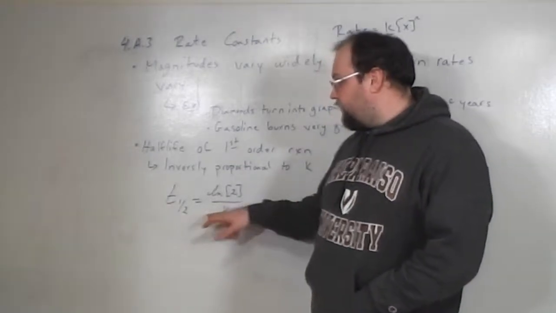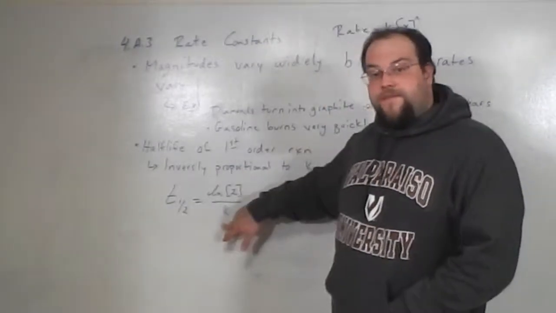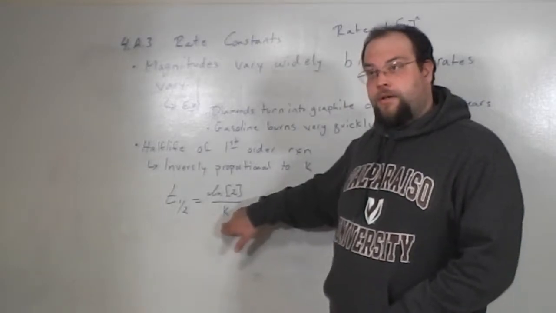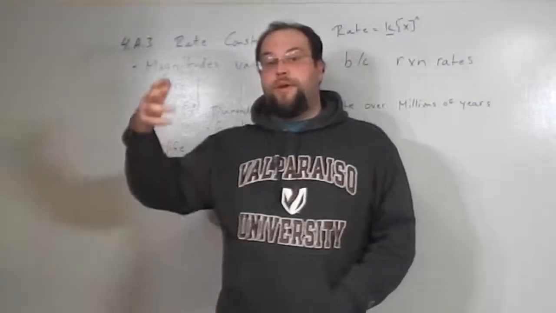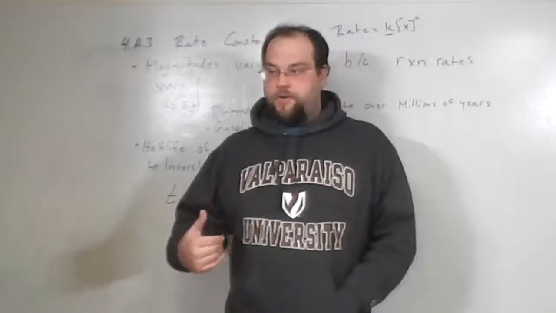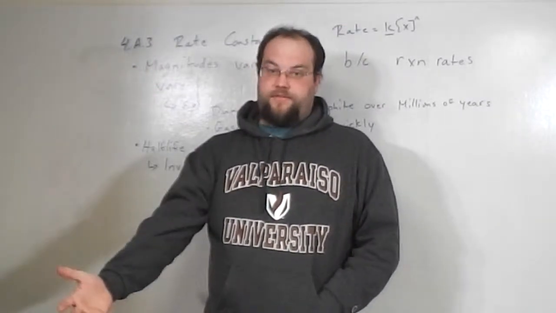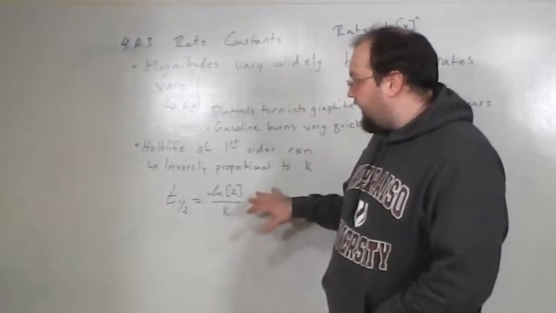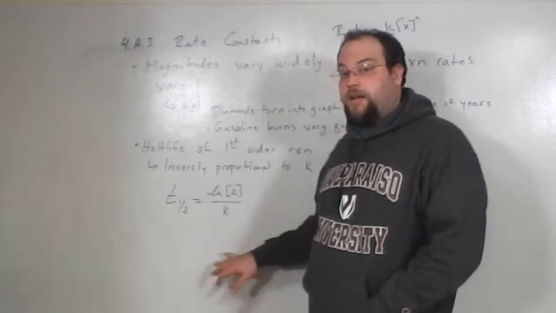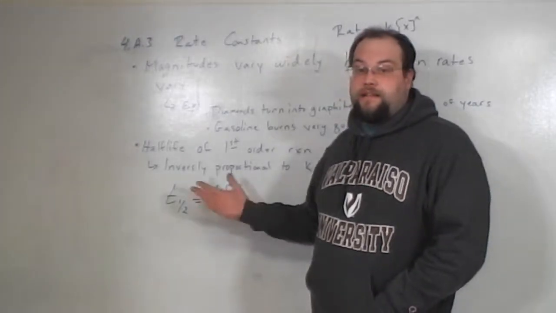My half-life is inversely proportional to the rate. So the slower the reaction, the smaller the K value, the bigger my half-life. So slow reactions have very long half-lives. Quick reactions have very short half-lives. And the classic example of this would be radiometric dating or radioactive decay, things like that.